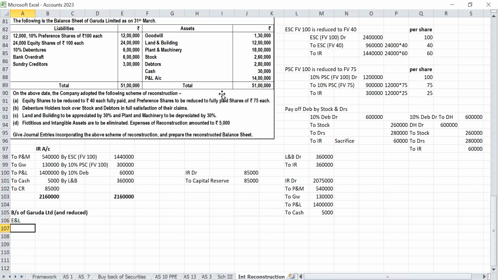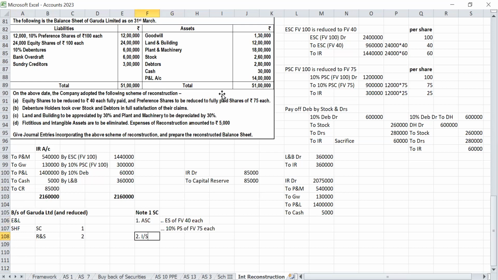Equity and liabilities, shareholders' funds, share capital, note number 1. We don't know the authorized share capital, but still we have to write equity shares of face value. How much? 100. You have now reduced to 40, sir. 40, sir. Then 10% preference shares of face value 75 each.